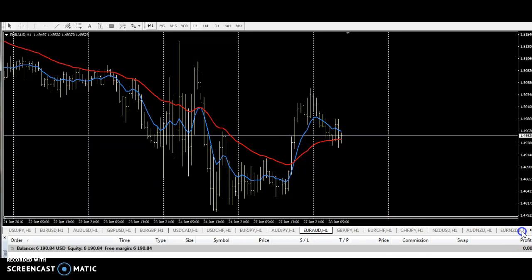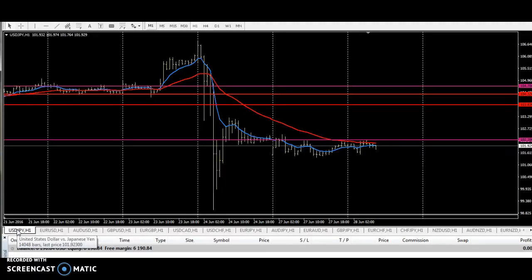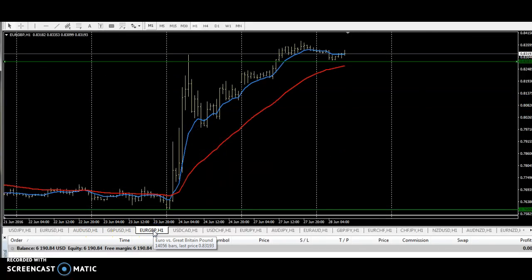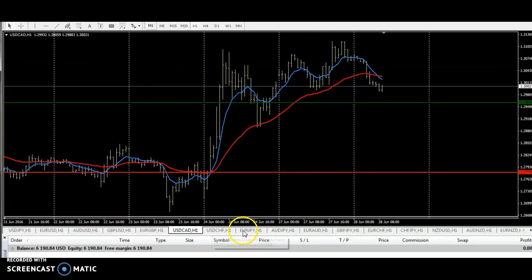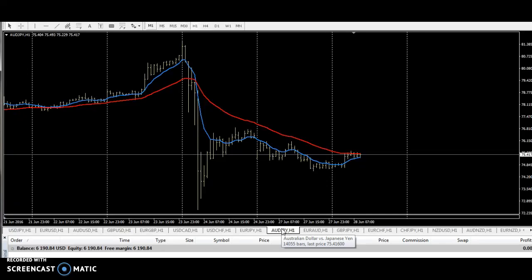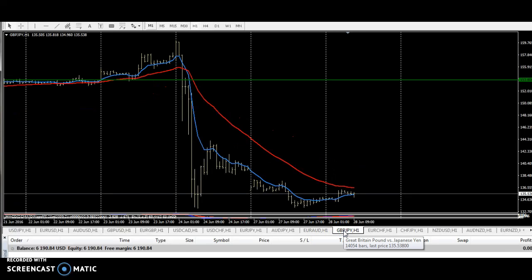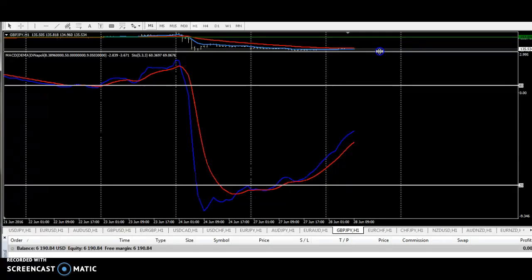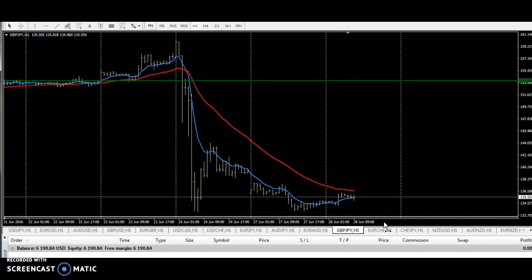I want to move back over here. I want to look at the yen. The yen's been ranging. I would say right now that's about, I'm going to hold it right about there.